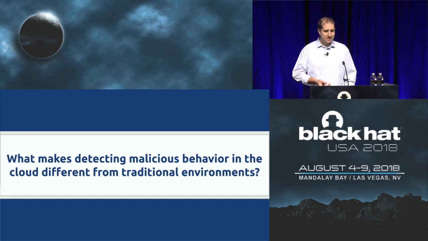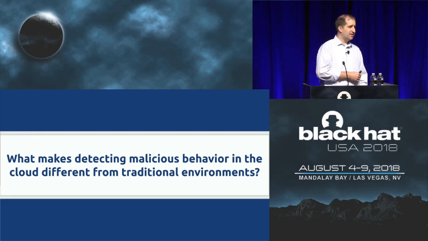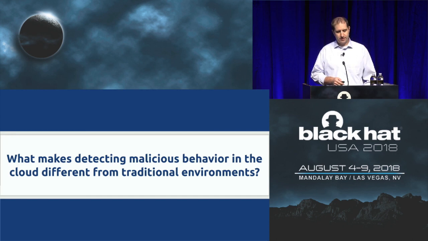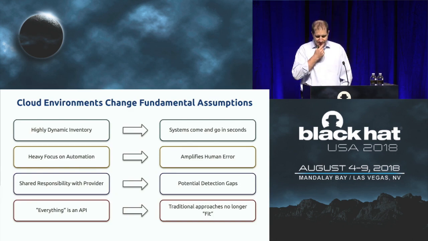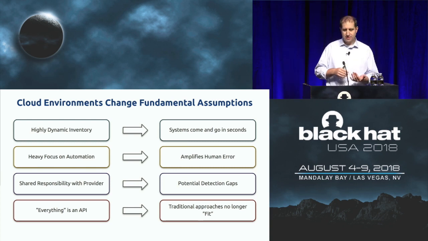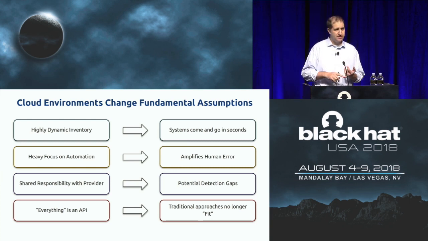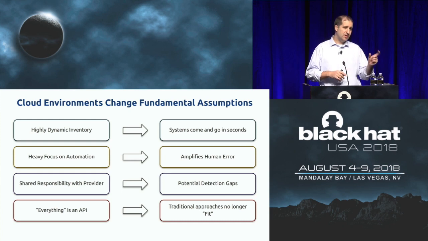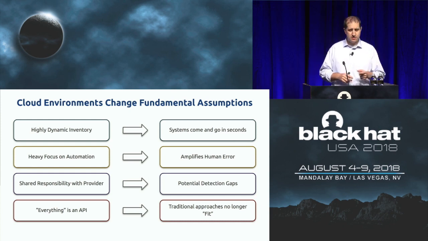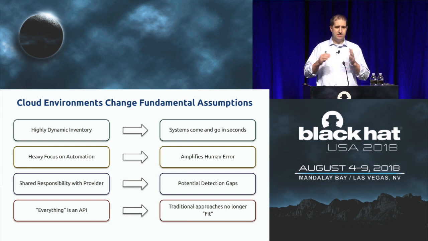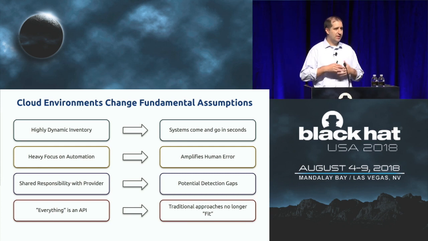So, what makes detecting malicious behavior different in a cloud environment versus a traditional environment? Well, there's some fundamental assumptions that change, right? So, the inventory is typically very highly dynamic. In some cases, systems come and go in minutes or hours. And when we're talking about functions, we're talking about milliseconds in some cases. So that changes everything in terms of how you do inventory, how you understand what's in your environment to be able to detect it.